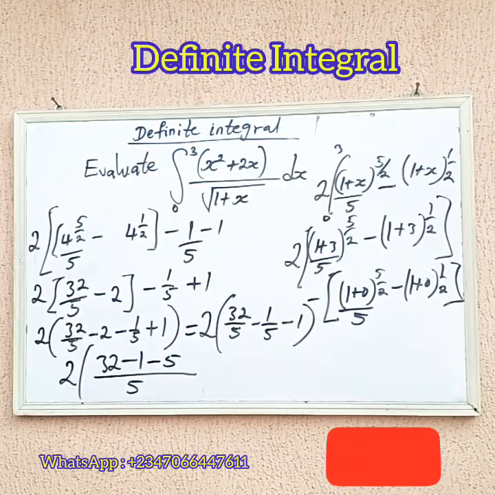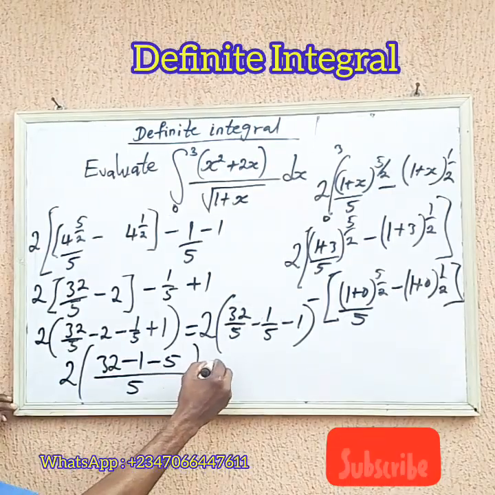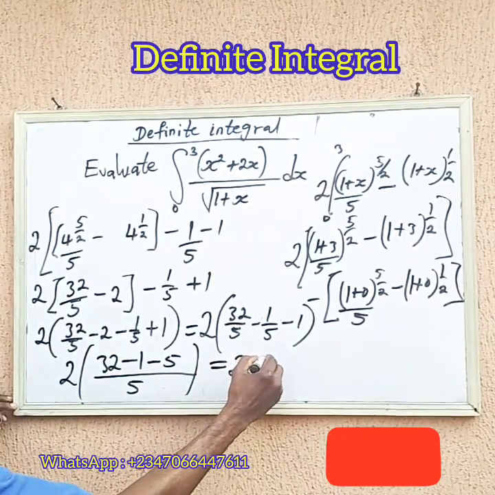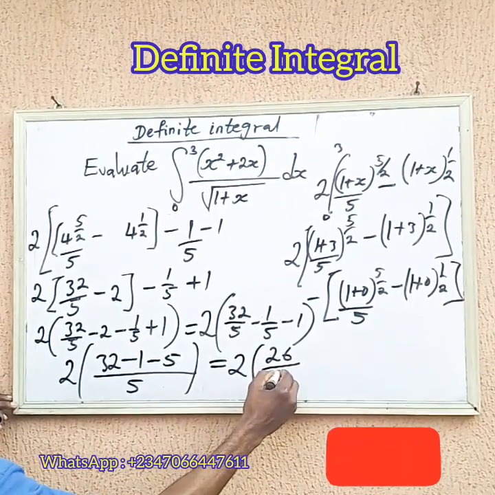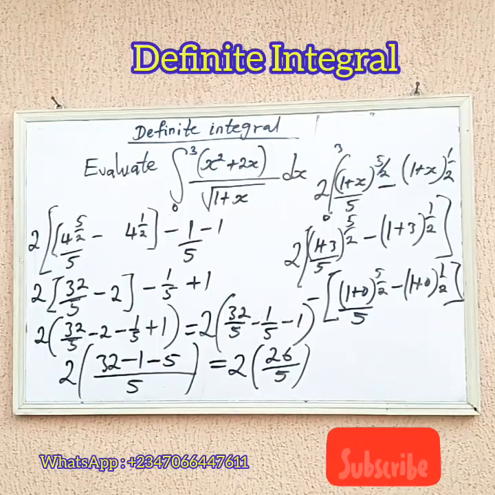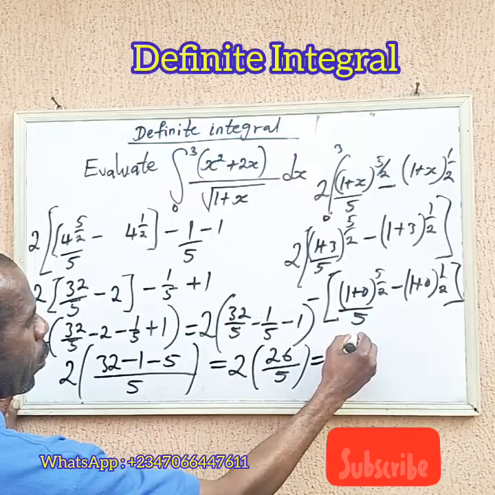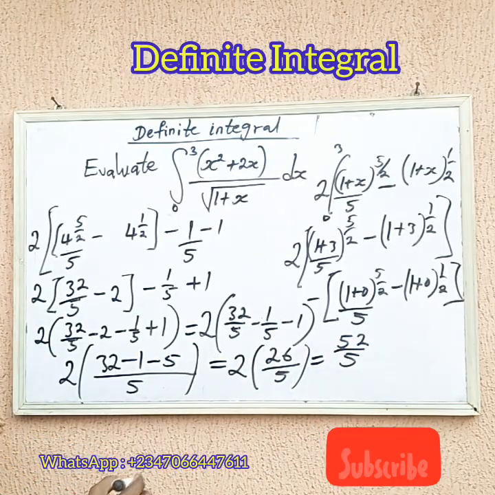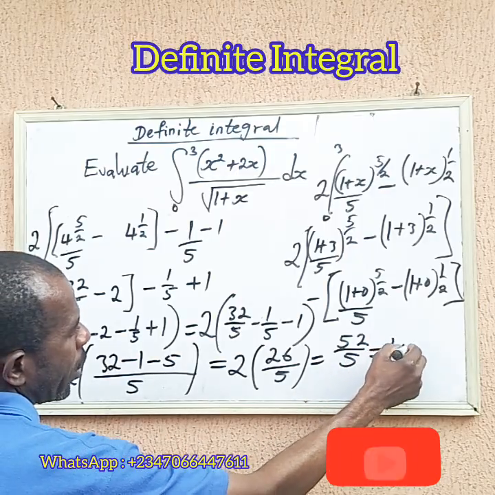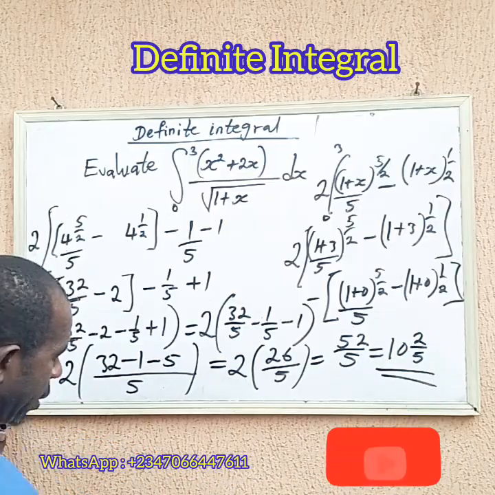So what we are going to have now, it will now give us what? 32 minus 1 minus 5 is going to give us 26. That is 2 multiplied by 26 all over 5. So let us multiply by 2. 26 times 2 will give us 52. 52 over 5. Then let us divide 52 by 5 to give us how many times? That is 10 and 2 over 5. So this is the final answer.